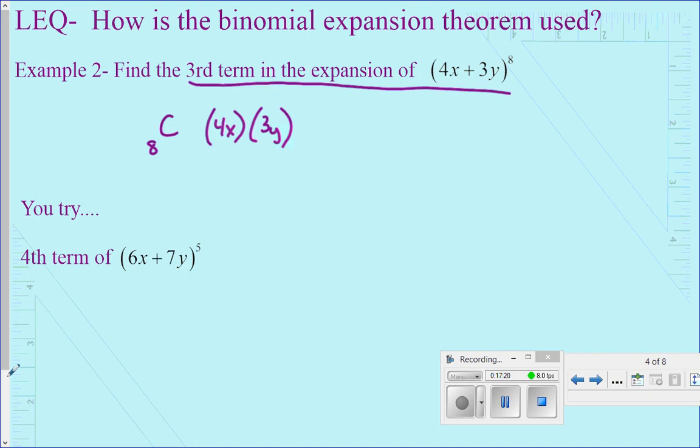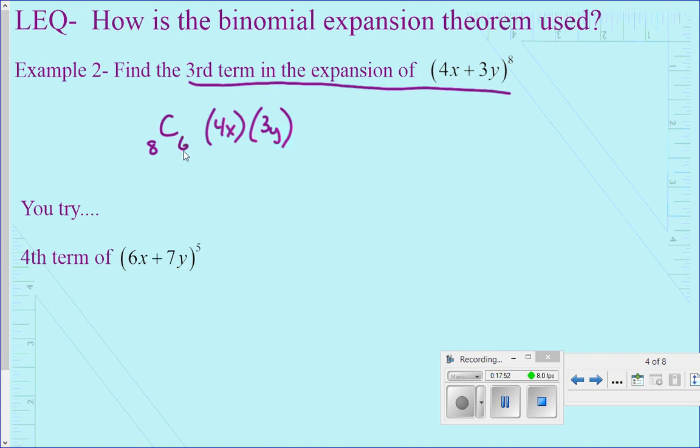So now we need to think about this a second. If we were writing out all the terms, our very first one would be 8c8, and then it would be 8c7, and then it would be 8c6, and we just keep decreasing. But I don't want all those terms, I just want the third term. So one way to do that would be just to count backwards and keep track of what you're counting. So 8c8 would be my first term, 8c7 would be my second term, my third term, that's the one I want, that would be 8c6.